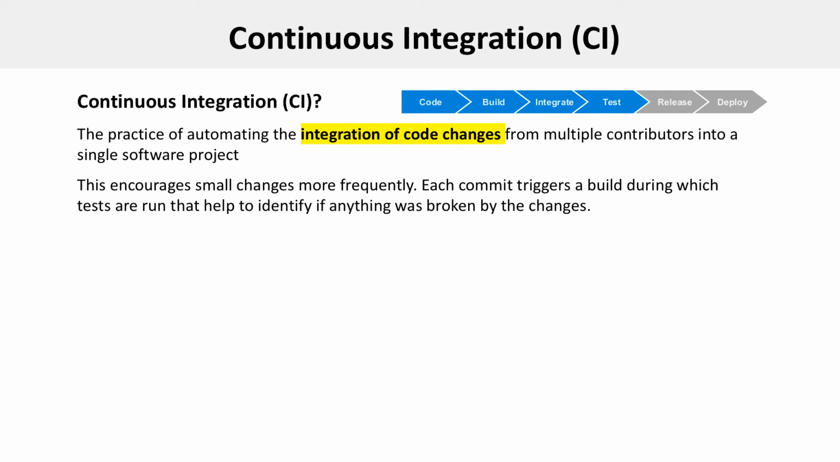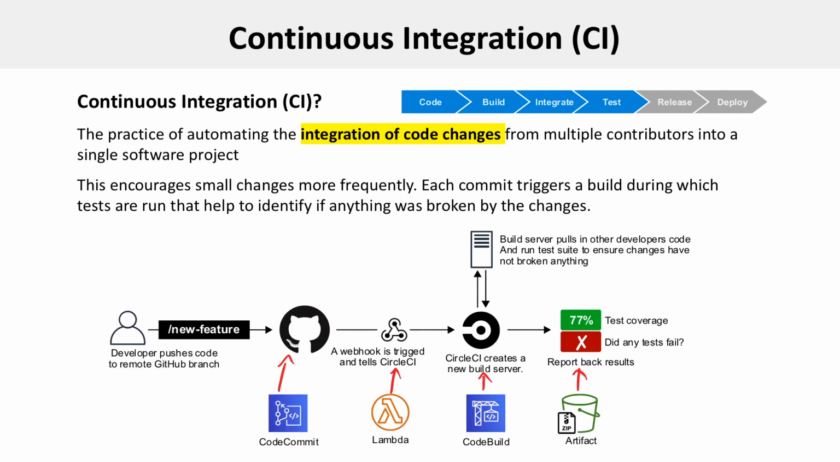So it's somebody checking over the developer's code as they're coding, which is going to definitely speed up productivity with your team. So here is an example down below. We have a developer and they push a new feature to GitHub in a new branch. What that would normally do on GitHub is trigger a webhook to something like Circle CI, and then Circle CI would go create a new build server.